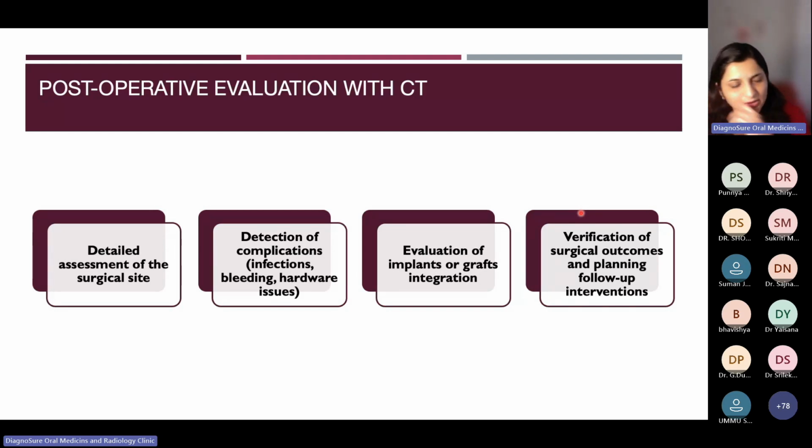In case of cancers, the post-operative evaluation with CT helps us see if there is any recurrence, or whether the patient has properly healed, and whether there are any post-operative complications. It can be determined by CT.